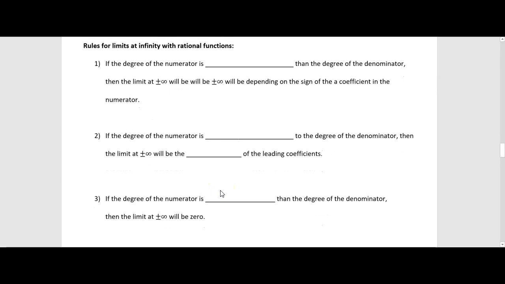So the rules for limits at infinity with rational functions. If the degree of the numerator is blank than the degree of the denominator, then the limit at positive or negative infinity will be positive or negative infinity depending on the sign of the leading coefficient in the numerator. And we just talked about this. The degree of the numerator was greater than the degree of the denominator in our last example. And that's when your limits at infinity will be equal to positive or negative infinity.